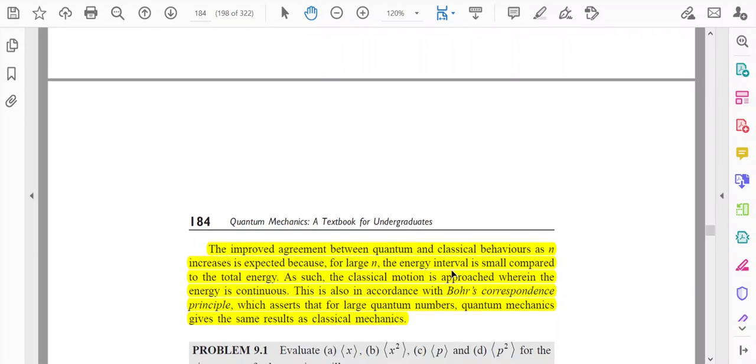That is why this is in accordance with Bohr's correspondence principle, which asserts that for large quantum numbers, quantum mechanics gives the same results as classical mechanics.